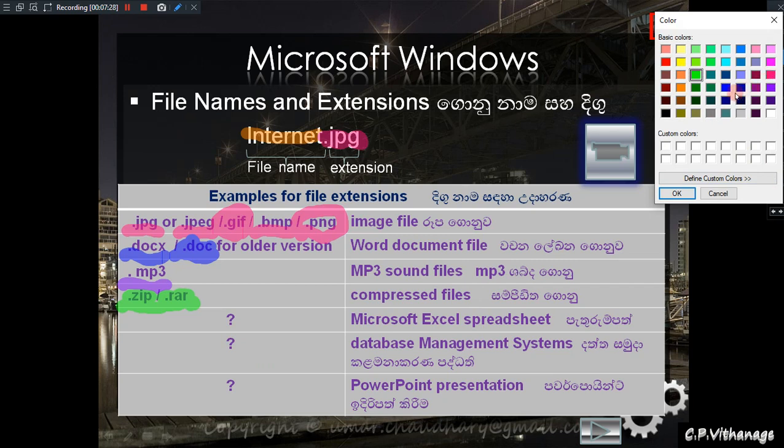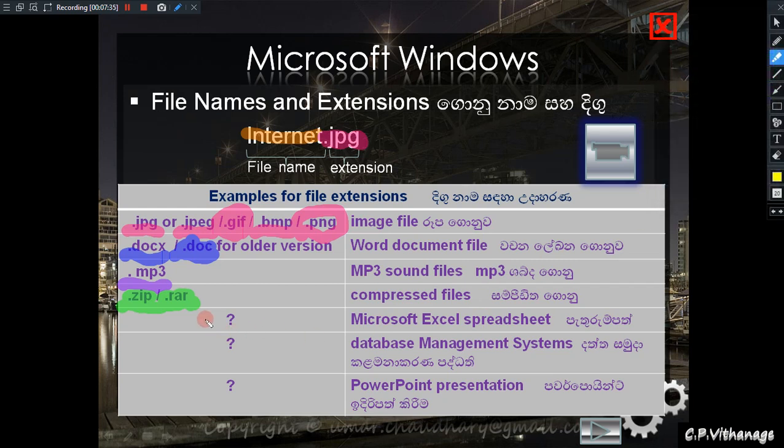Here I have given question marks for the next three things. This is actually a homework where you have to find these extensions. For a Microsoft Excel spreadsheet, there might be more than one. For database management systems, there might be more than one. For a PowerPoint presentation, definitely there is more than one extension. You have to find those, list them out, and keep them with you when you come for the next online class.